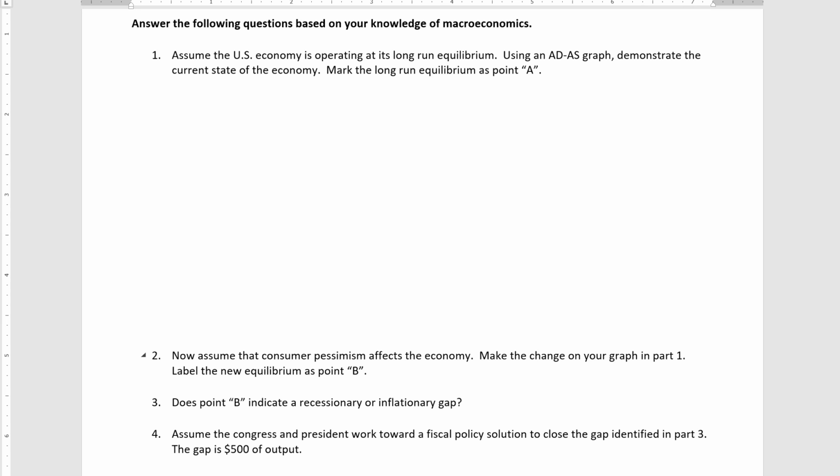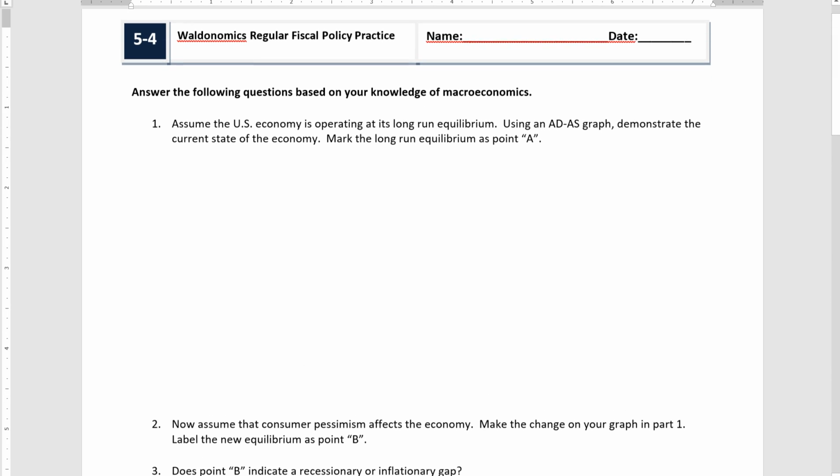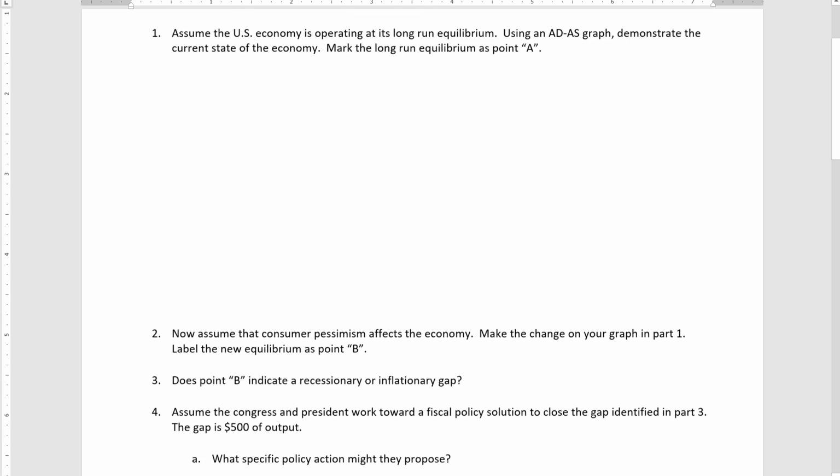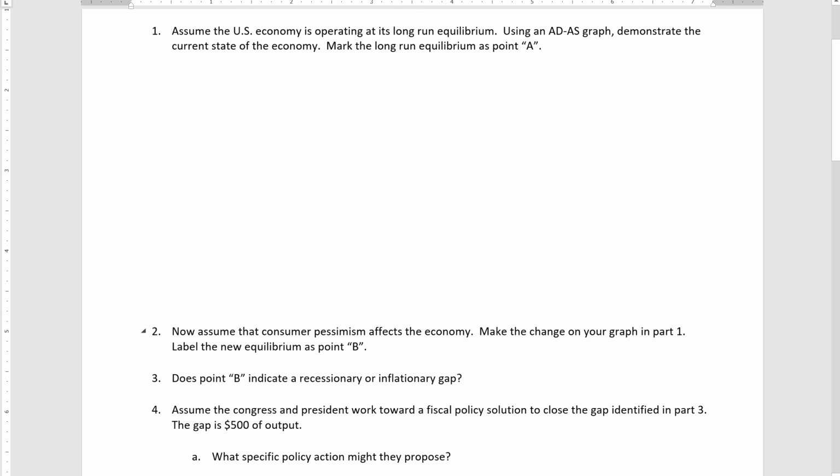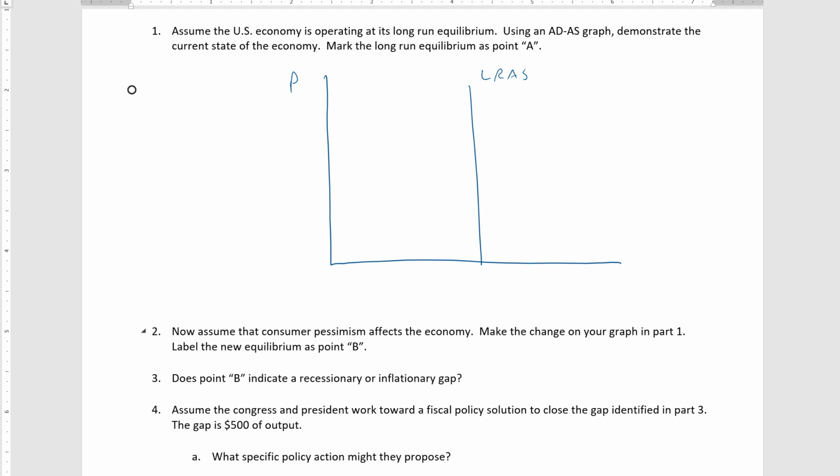So number one, it says assume the U.S. economy is operating at its long-run equilibrium. Again, this is the regular version of the practice free response for Unit 5. Okay. It's, again, we're at our long-run equilibrium. Using an ADAS graph, demonstrate the current state of the economy. Mark the long-run equilibrium as point A. So I've got my graph first. Has to have all the right labels.